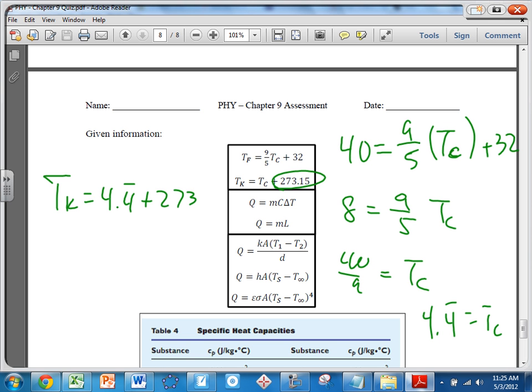4.4. Again, I'm rounding right there. If you want to put the 1.5 in, it might be useful here, because now watch what happens. When you add these two decimals, it's going to round up now.